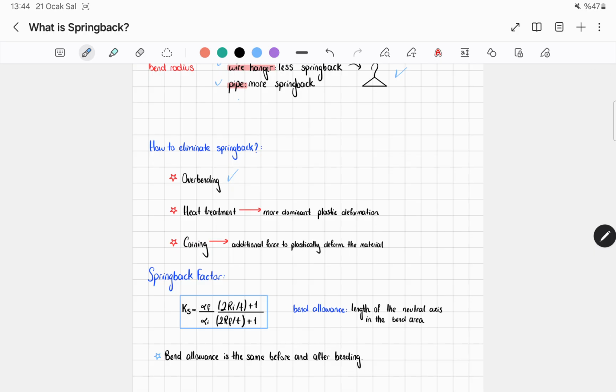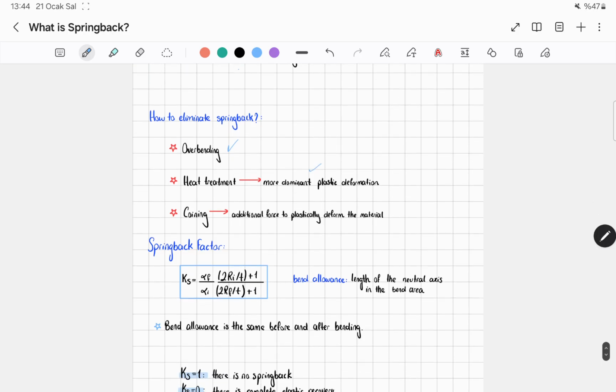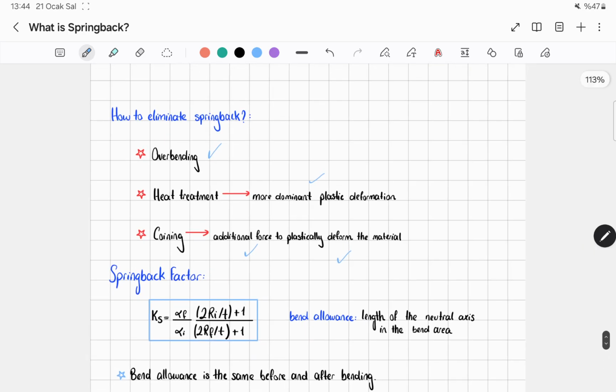And heat treatment. Heating the material before or during bending can reduce its yield stress. So it makes plastic deformation more dominant and therefore reduces springback. In coining, a workpiece is subjected to a sufficiently high stress to obtain plastic flow on the surface of the material. So it is a cold working process. Basically, additional force to plastically deform the material would give us more plastic deformation and less springback.